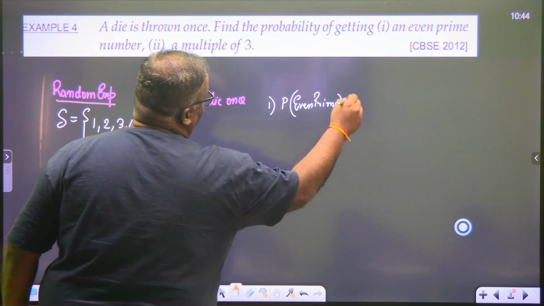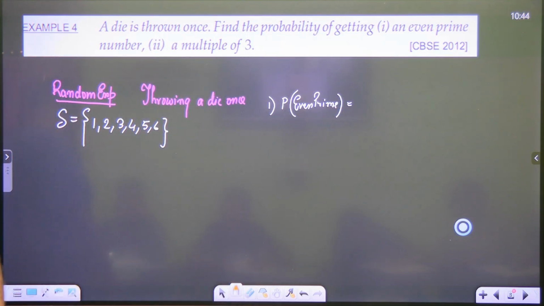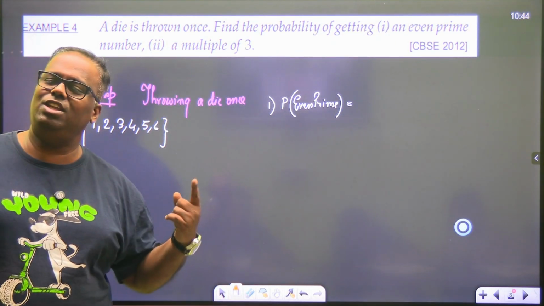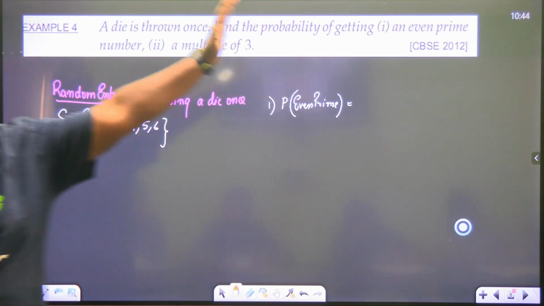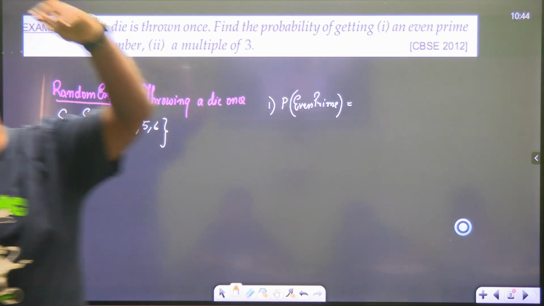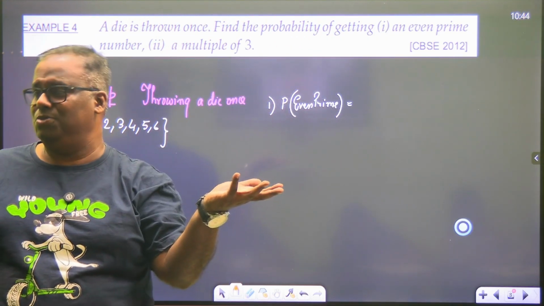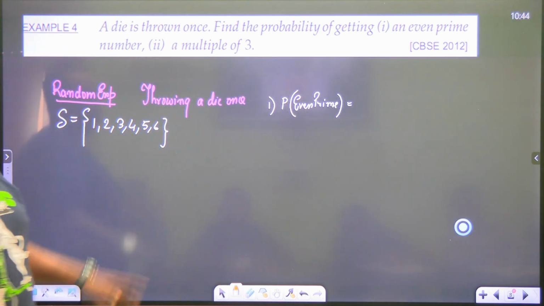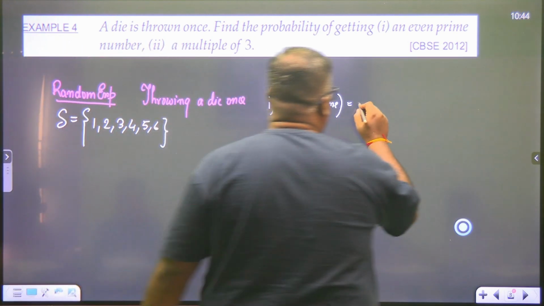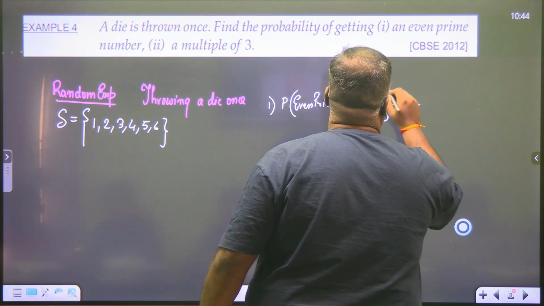No, even prime. What are the prime numbers? 2. See, there is only one even prime in the entire prime numbers, only 2, because anything even after that will always be divisible by 2, so it doesn't fall as a prime number. So only 2 satisfies me. Out of how many options, beta? Out of 6, only one option.